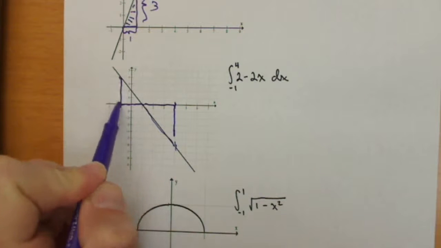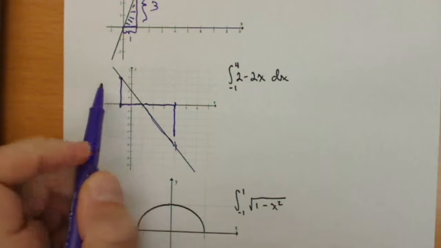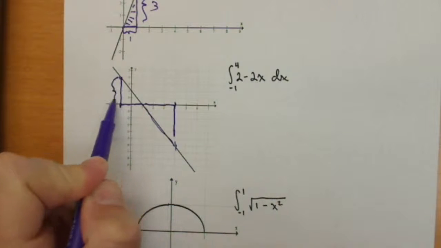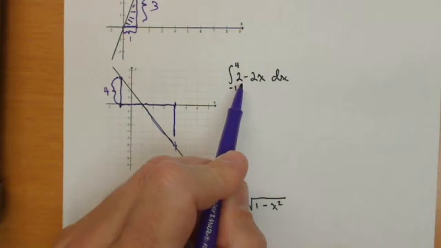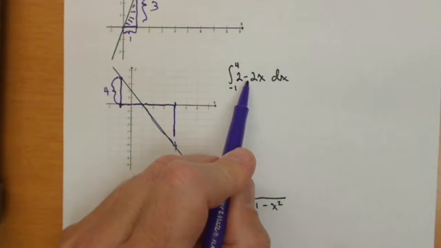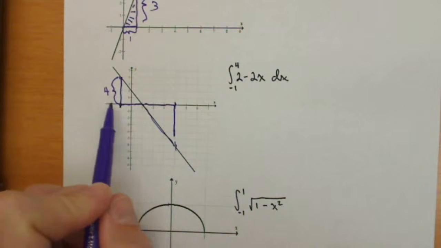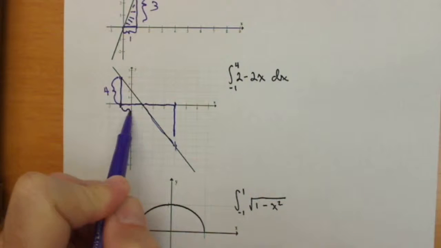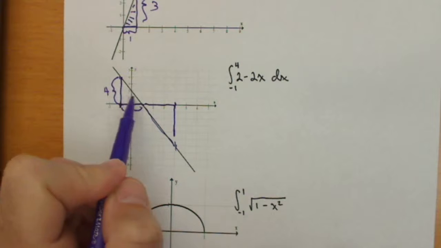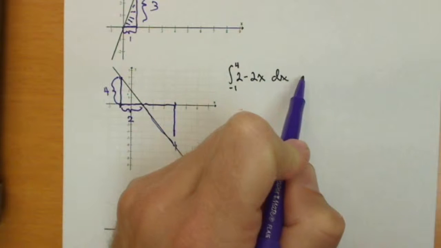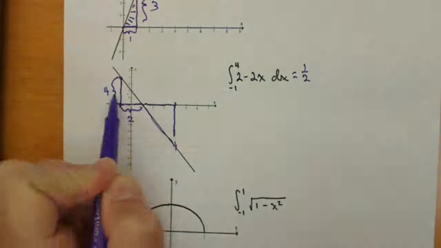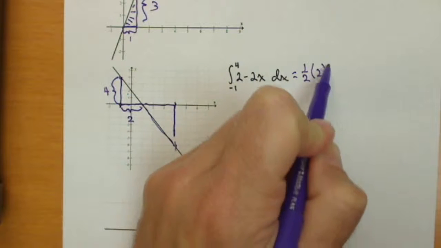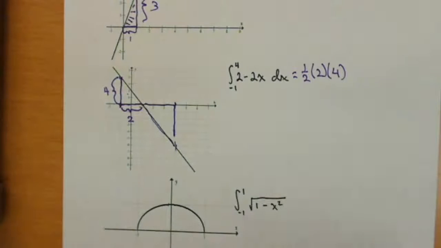Now, we can see here that at -1, we're going to have a function height of 4. And if we didn't have the graph, the way you would get that is by just plugging -1 into the function. So 2 minus 2 times -1 is 2 plus 2, so that's where the 4 is coming from. And a base of 2. So, our positive area is going to be 1/2 times the base of 2 times the height of 4.